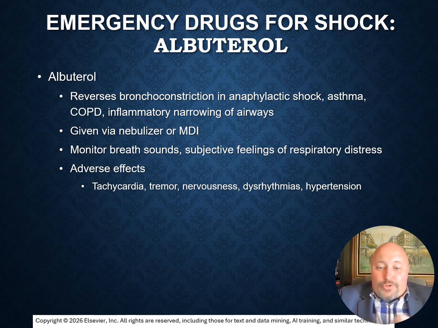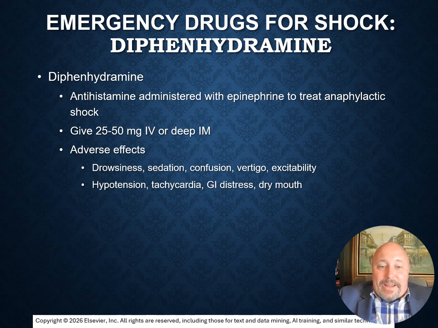Albuterol. This is that drug that opens up that airway. We got an allergic reaction. We have COPD, emphysema. This patient cannot get air. Our first go-to drug is going to be albuterol. This is going to be the first drug we give. We want to open up that airway as quickly as possible. Diphenhydramine, Benadryl. This is an antihistamine administered along with epinephrine to help treat that anaphylactic shock.